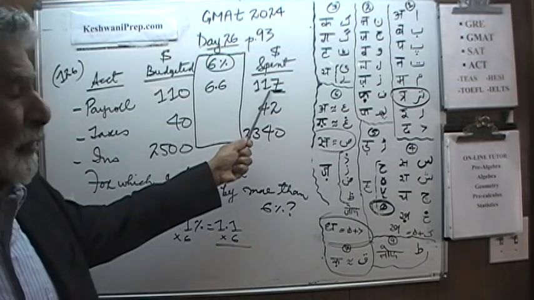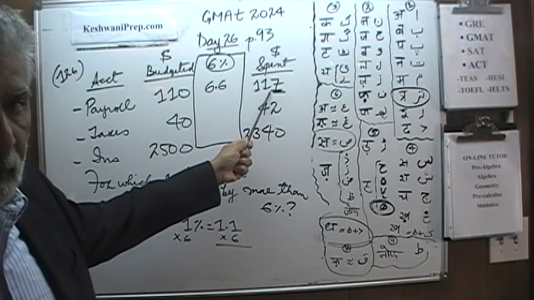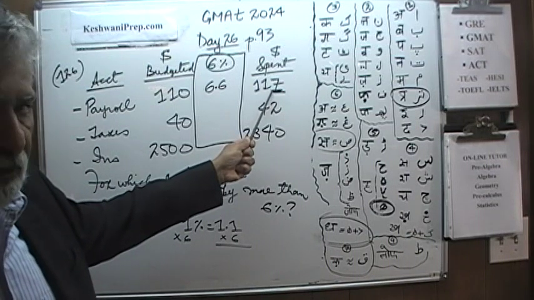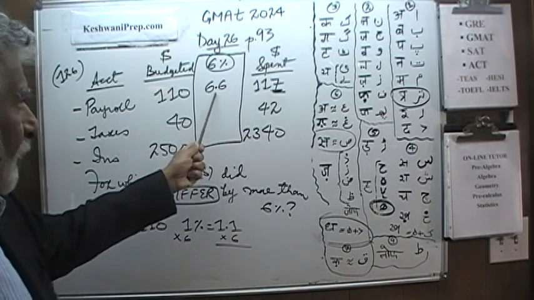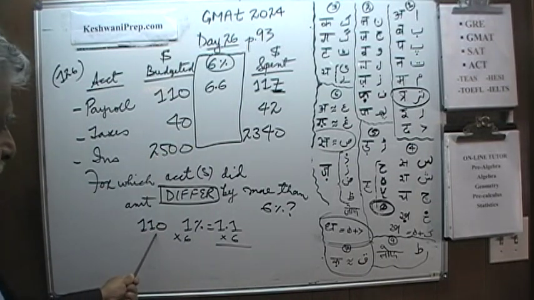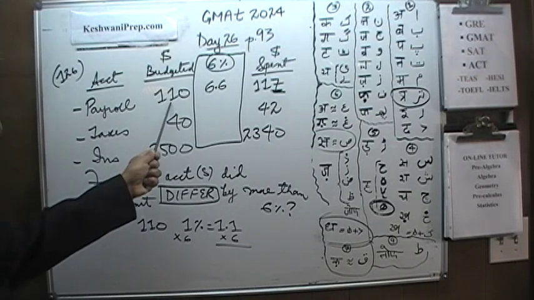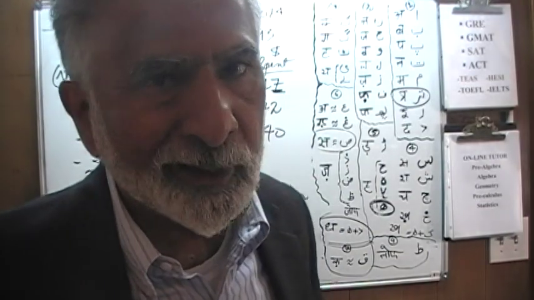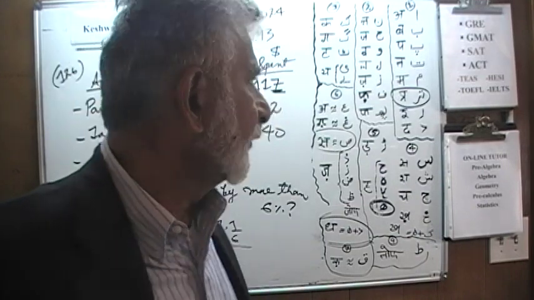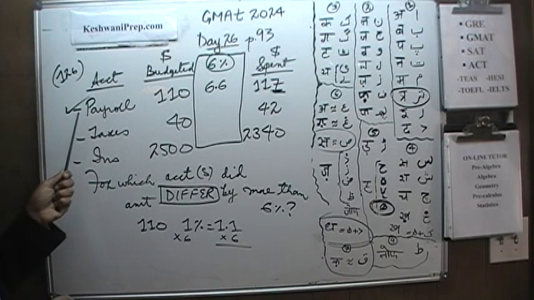We're not interested in knowing exactly what percentage it went up by. We really don't care about that. All we want to realize is that this 117, whatever the percentage increase is, that percentage increase is more than 6%, because 6% would have brought us to 116.6. It would have gone from 110 to 116.6, we are at 117. So whatever the percentage increase is, it's more than 6%. This guy works.